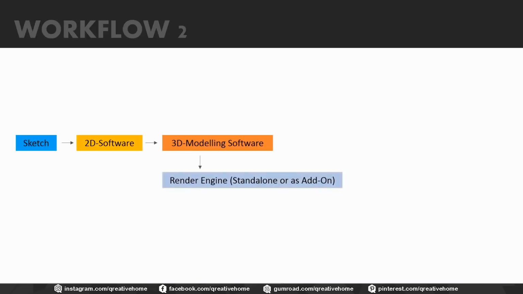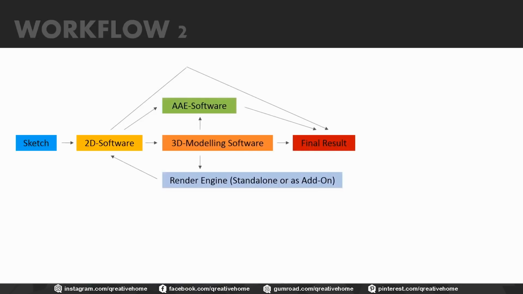This one is extremely common too, and it is also very inefficient. Again, it all begins with a sketch and drawings in a 2D CAD software. But now you're also having a modeling software to build a 3D model of your building. Maybe this software has an integrated render engine or you're using a separate standalone render software for visuals. You take the data from the 2D and 3D software to calculate AAE in a specific AAE software. Your plan layout is made in your 2D software.